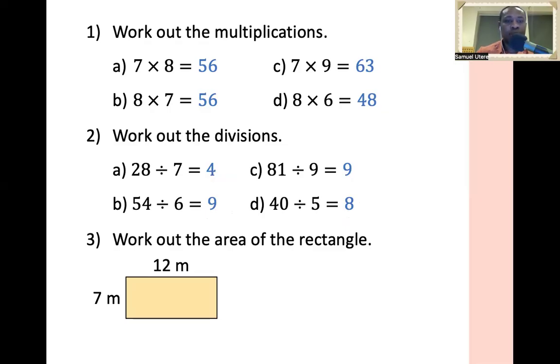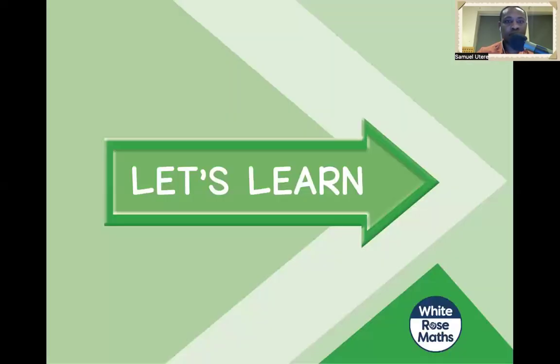And here, you're asked to work out the area of the rectangle. The area of a rectangle is the length times the width. So 7 times 12 is 84 square meters.